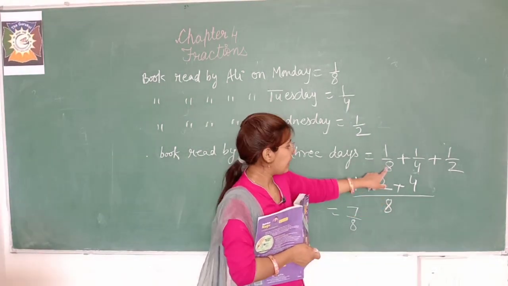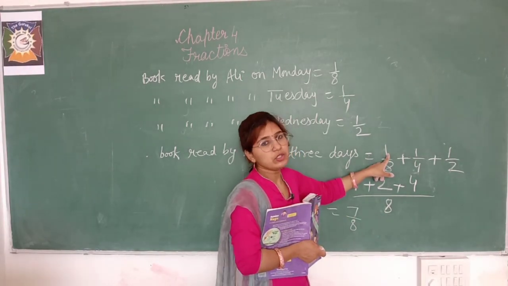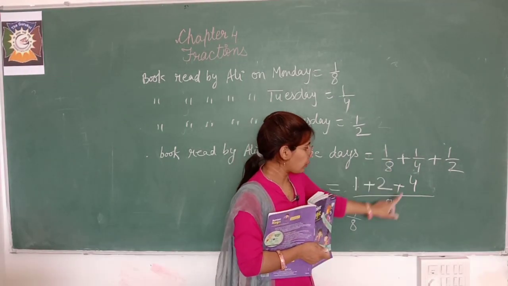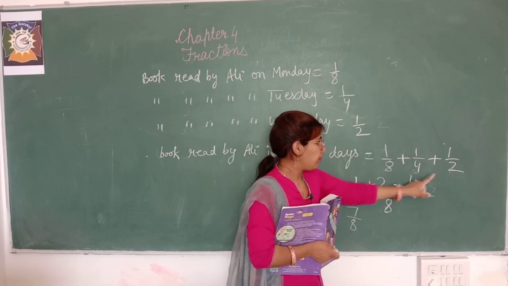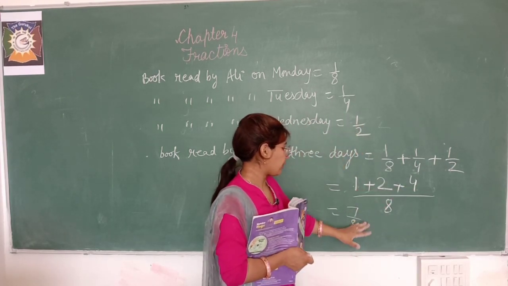we divided the common denominator by each denominator. 8 1s are 8, you get 1 as quotient, and with that quotient you have to multiply the numerator. 1 into 1 is 1. Now 4 2s are 8, 2 into 1 is 2, 2 4s are 8, 4 into 1 is 4, and you add it, you get 7/8.